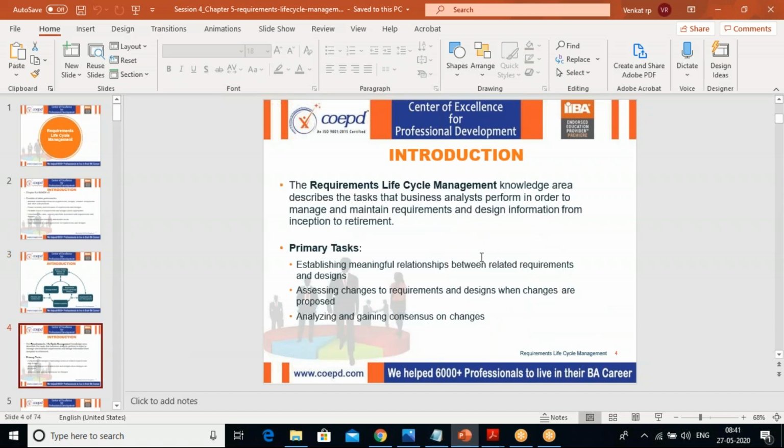Now, requirements lifecycle management, as I gave you an introduction, is a knowledge area. Knowledge area means it will have many tasks; it's a collection of tasks. The tasks we will discuss are about the relationship between the requirements and the designs. We need to establish a meaningful relationship between requirements and design, and assess changes to the requirements and design when changes are proposed.